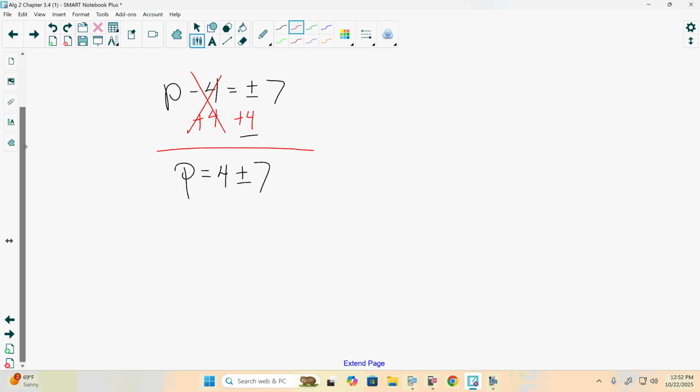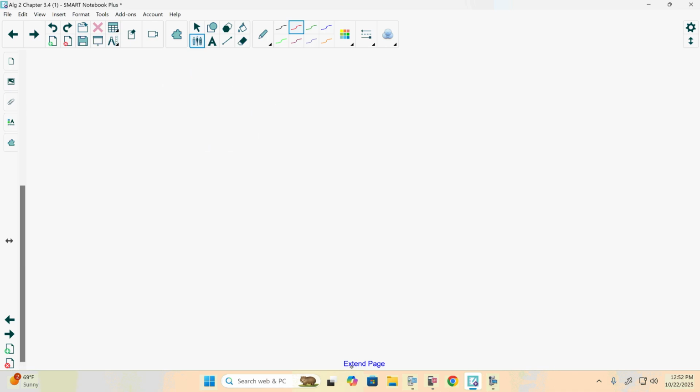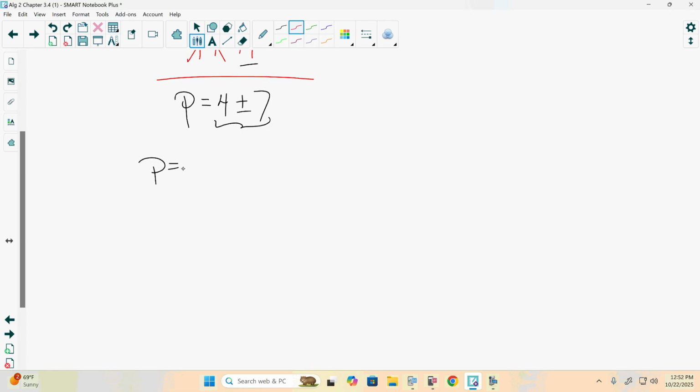Now, are we able to add and subtract 4 and 7? Are they like terms? Here's 4 and 7. Are they like terms? Well, they are, because we can say 4 plus 7. Well, 4 plus 7 is 11. So we can say p is indeed equal to 11.